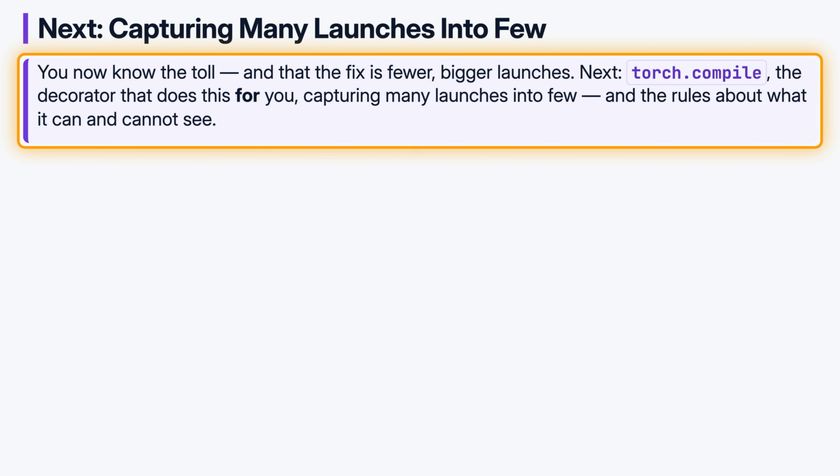You now know the toll, and you know the fix, fewer, bigger launches. Next comes Torch Compile. It is the decorator that does this for you. It captures many launches into few. It also has rules about what it can and cannot see. That is the next lesson.